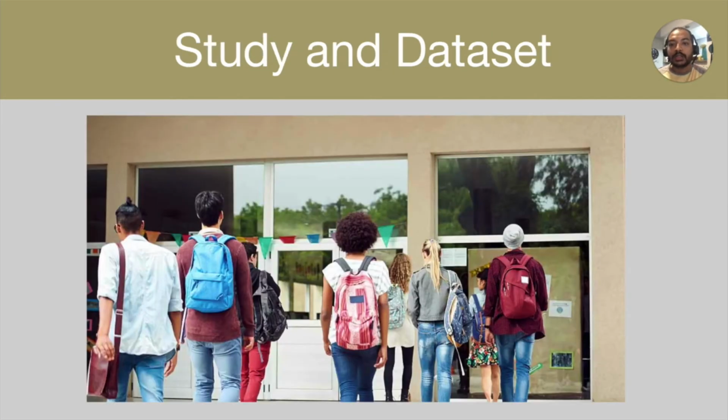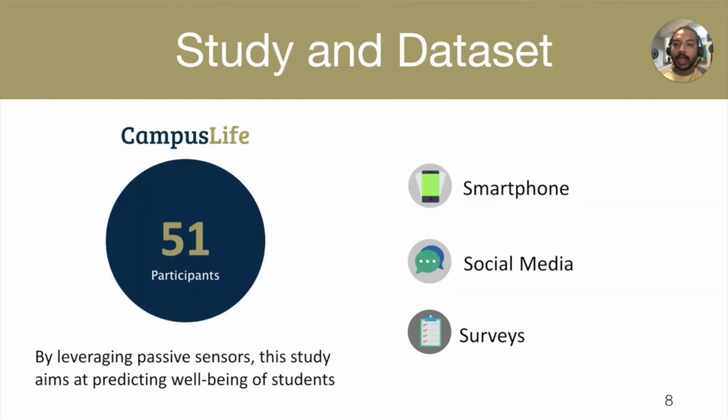In order to answer our question, we worked with the Campus Life dataset. The Campus Life dataset encompasses passive sensing data and survey data from Georgia Tech students and their well-being during a period of 2016. The Campus Life project recruited over 51 Georgia Tech students. 60% of the participants were males and 40% were females.